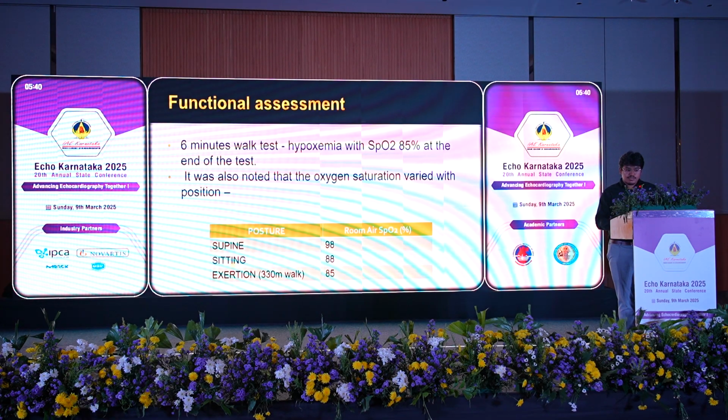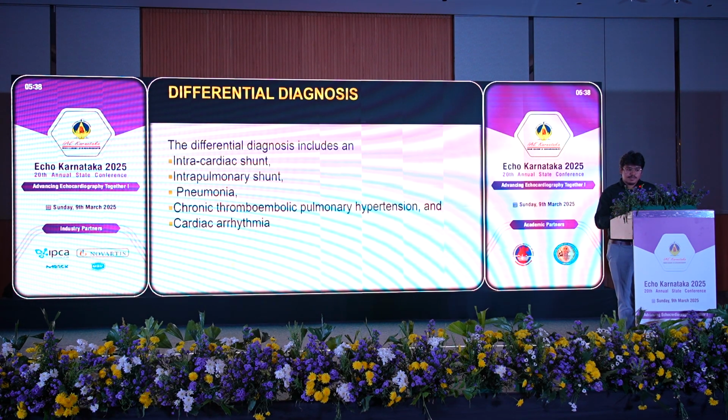So after this, we came to a differential diagnosis of intracardiac shunt or intrapulmonary shunt, pneumonia, chronic thromboembolic pulmonary hypertension or cardiac arrhythmias. So she was further evaluated for the same.